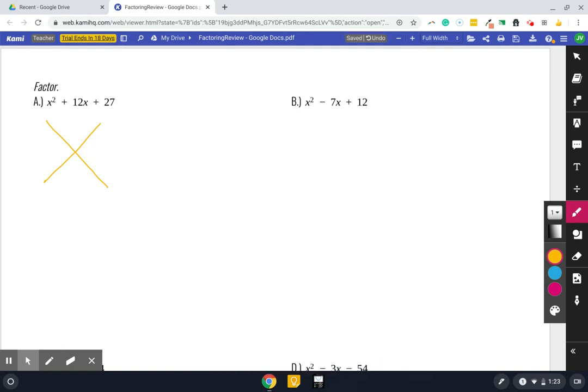And every spot in the X fills a job for us. So the top spot is always filled by the last number. So I'm going to put a 27 in the top. And the bottom spot is filled by the middle number B. And so I'm going to put a 12 down here. And now we're looking for what multiplies to make 27 and adds to make 12.